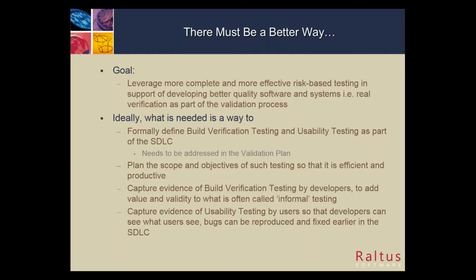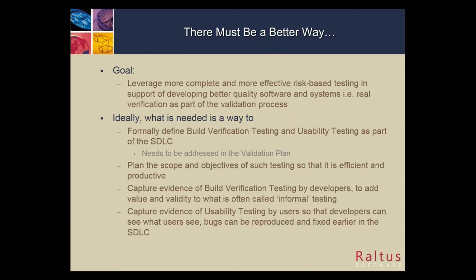In terms of what we would like to do, what's the goal here? Any project, any organisation developing software would like to leverage, to utilise both more complete and more effective and efficient risk-based testing with the objective of developing better quality software and systems. And this is about real effective verification and real quality as part of the validation process, rather than just a tick box exercise to say we've tested against all of the requirements. What we're trying to do here is really deliver better quality software that genuinely meets the needs of the users and does what it's supposed to do at first release.